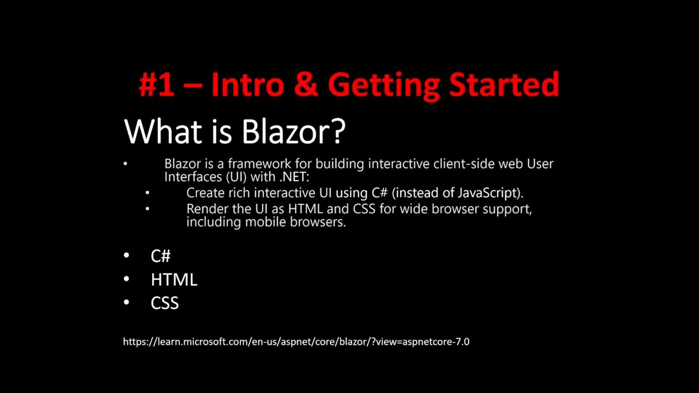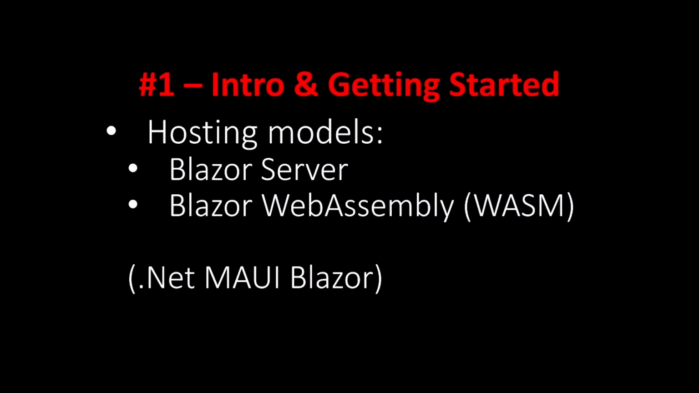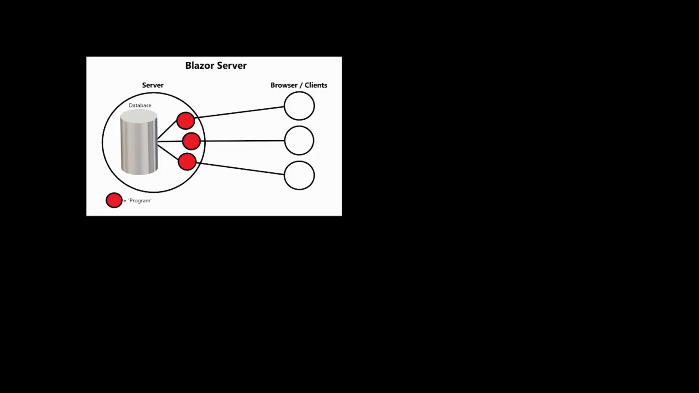There are two basic hosting models for Blazor, Blazor Server and Blazor WebAssembly. There is a third, .NET MAUI Blazor, but for these purposes we'll be ignoring that and concentrating solely on Blazor WebAssembly. However, before we look at Blazor WebAssembly in detail, what are the differences between Blazor Server and Blazor WebAssembly?